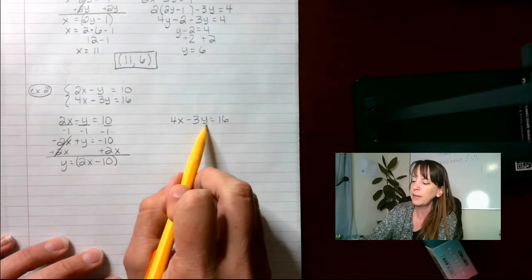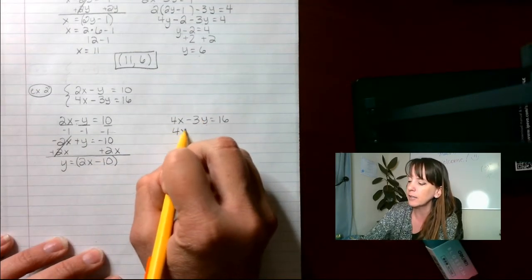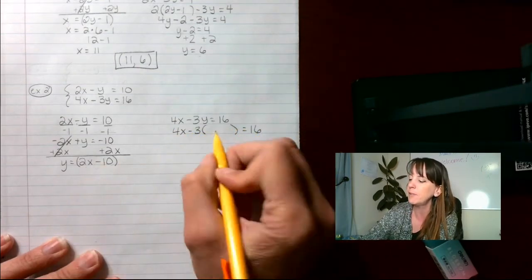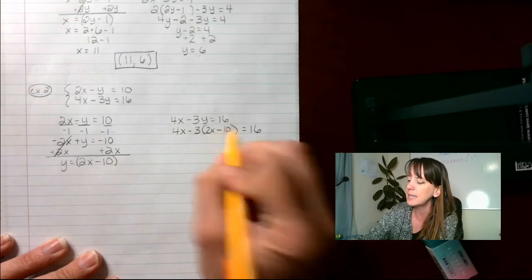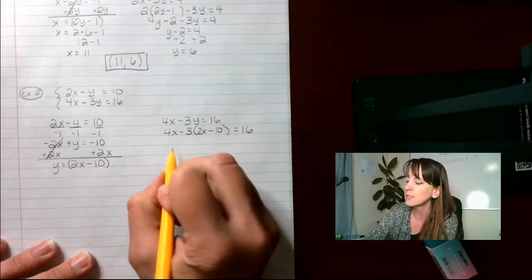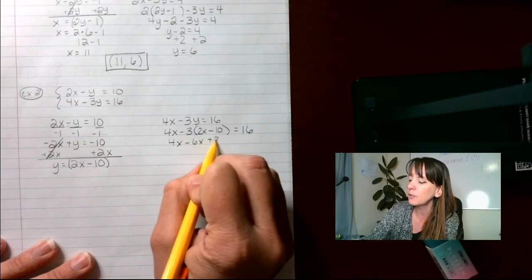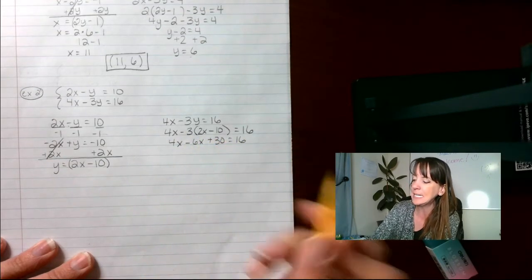Come back up here, find your y. We're going to install that garbage can. 4x minus 3 garbage can equals 16. Now we're going to fill our garbage can with 2x minus 10. Now we have just x's. So 4x minus 6x plus 30 equals 16.